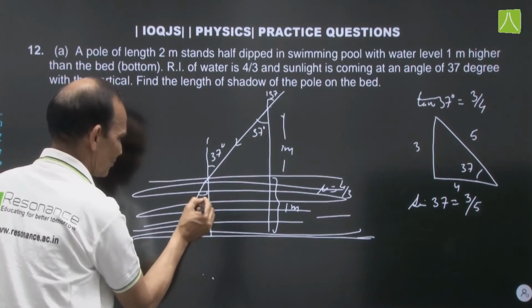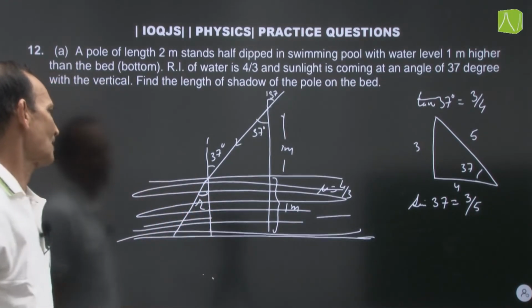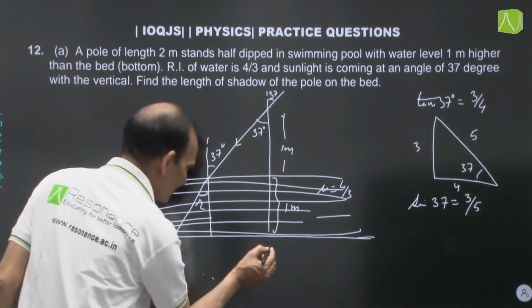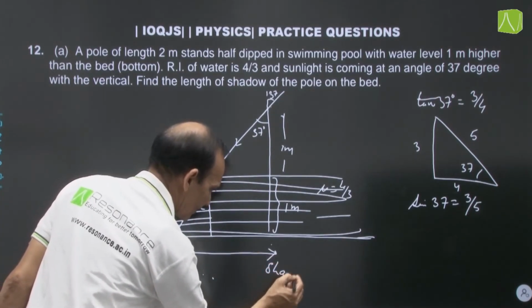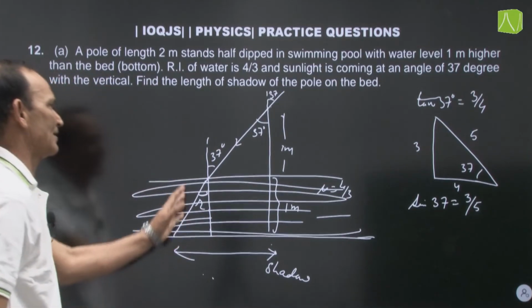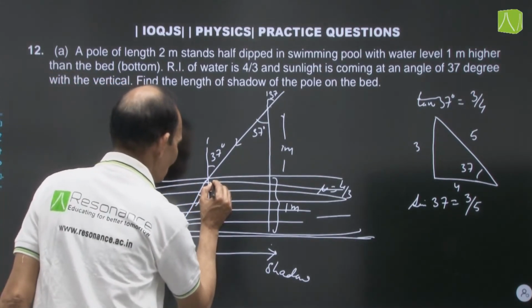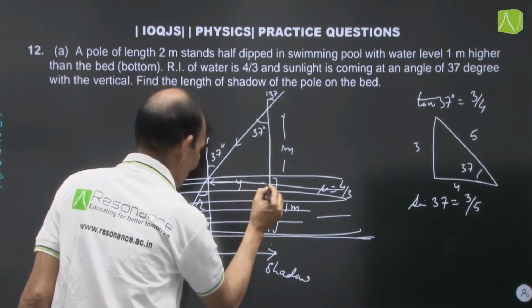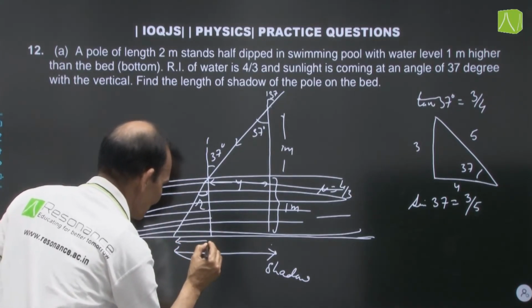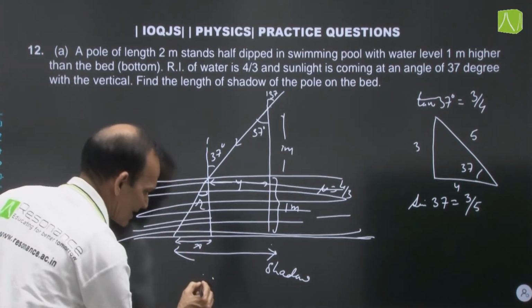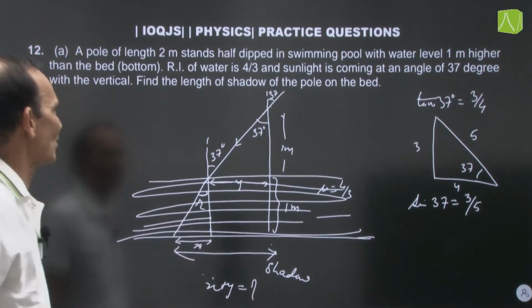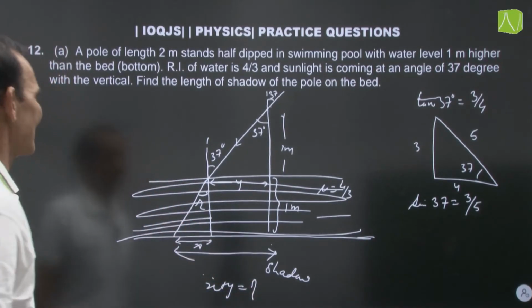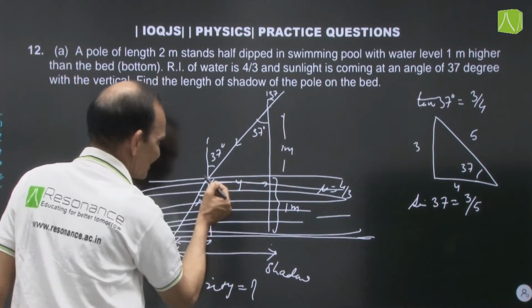This angle is r, suppose. Okay, it will be the shadow. It is the shadow. You have to find the distance. Suppose this is y and this is x. So you have to find the shadow, x plus y, to find the length of the shadow. How will you find it? Think about this one.